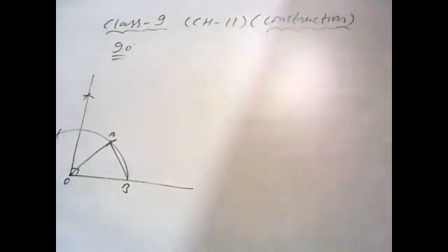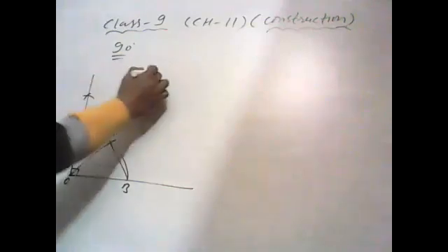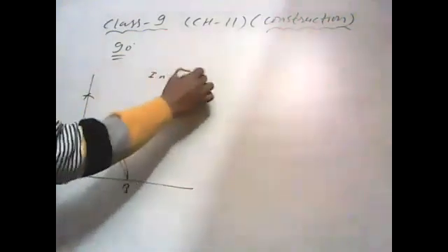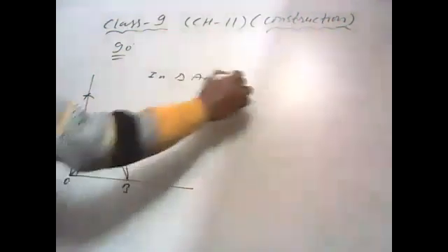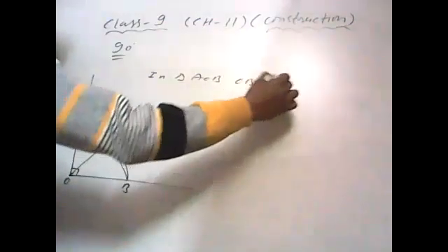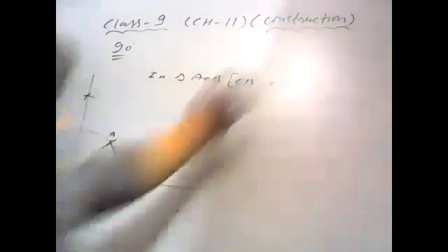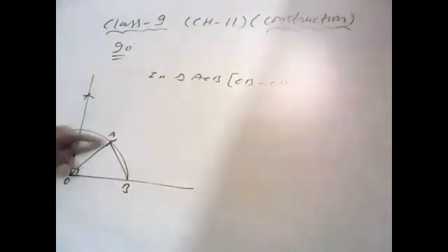Now look, in triangle AOB, in triangle AOB, OB is equal to OA. OB is equal to OA. Why? What is the reason? Radius of the same circle. OB is equal to OA is what? Radius of the same circle.